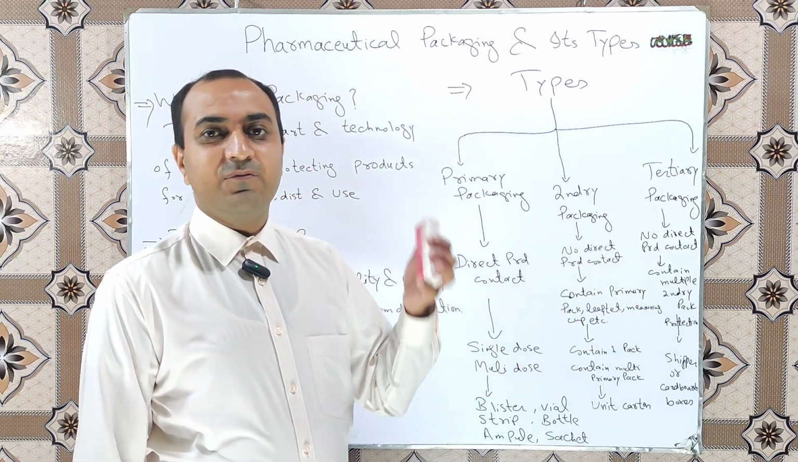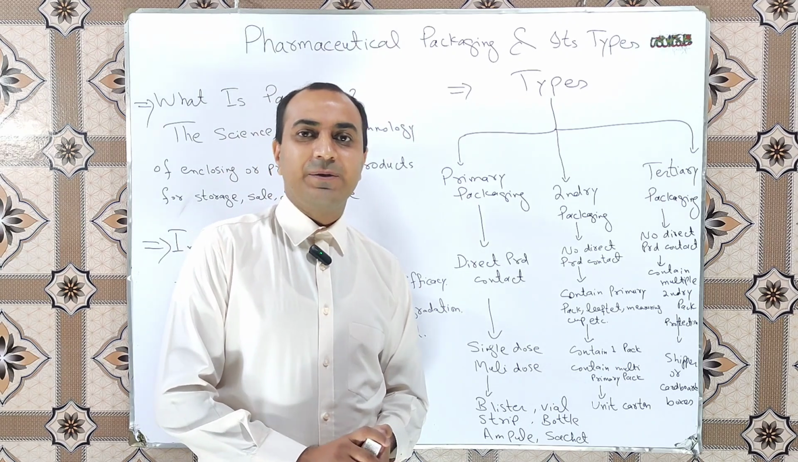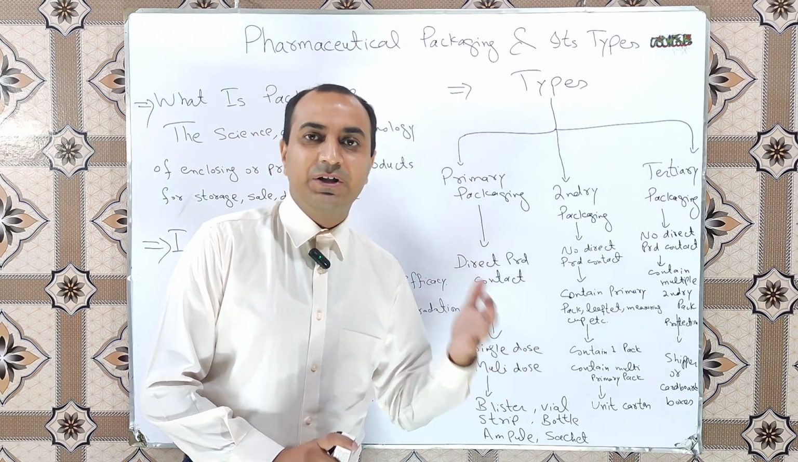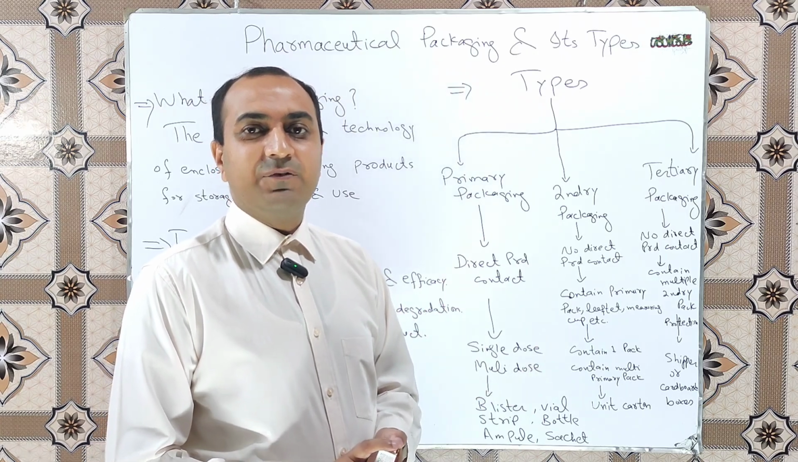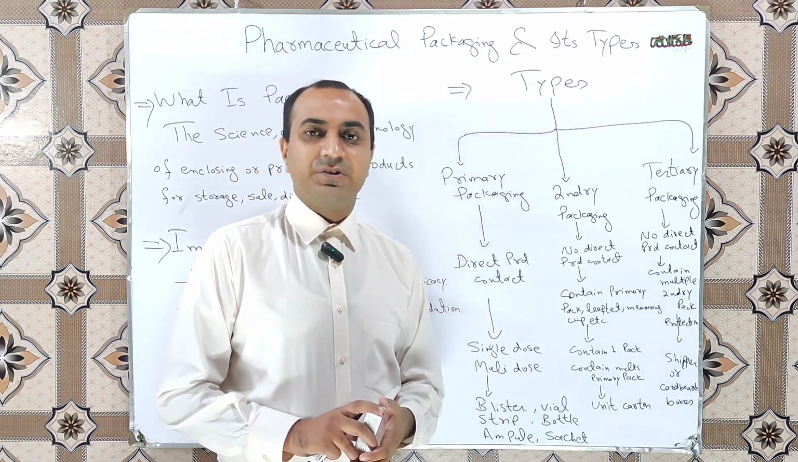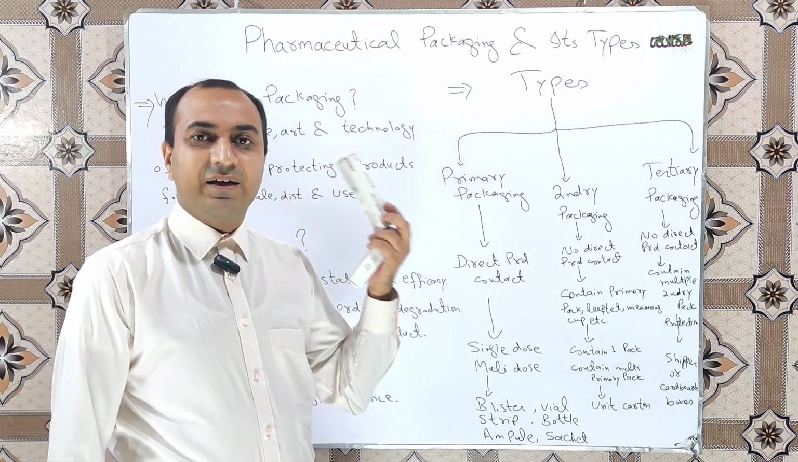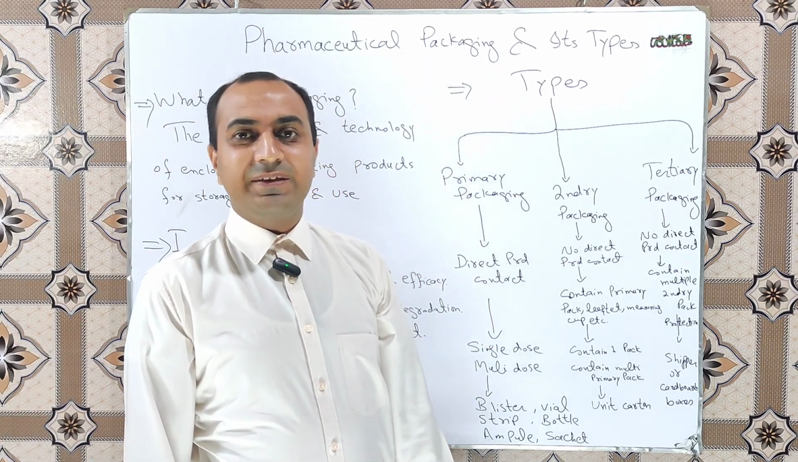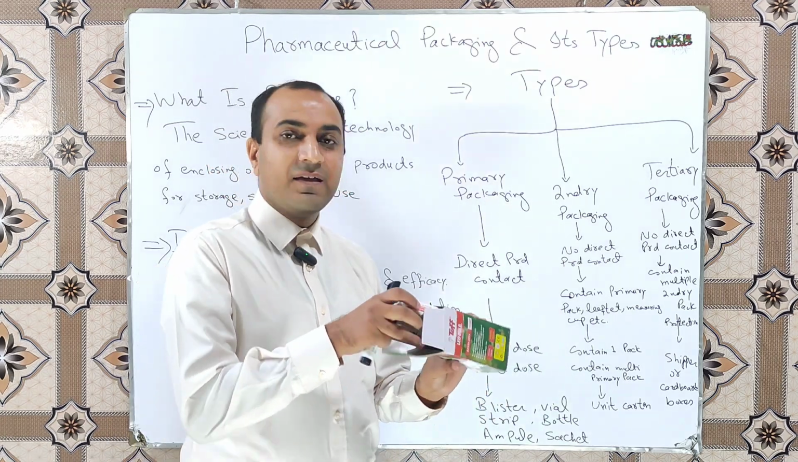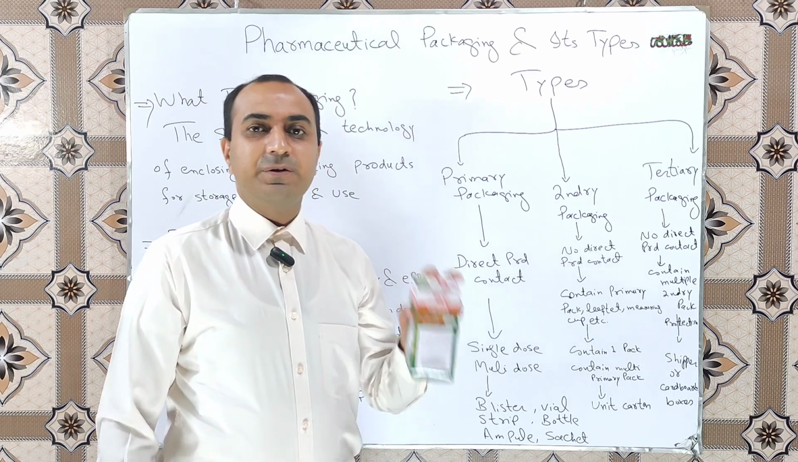For easy understanding, we have one secondary pack, and if we have another secondary pack and add these multiple secondary packs in a large outer box, it will be known as tertiary packaging. Suppose that we have one secondary pack and here we have another secondary pack. If we close these two secondary packs in an outer box, then this outer box will be known as tertiary packaging.